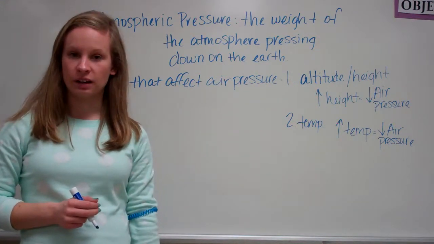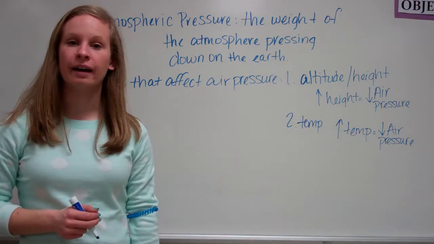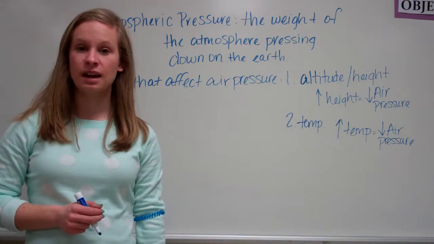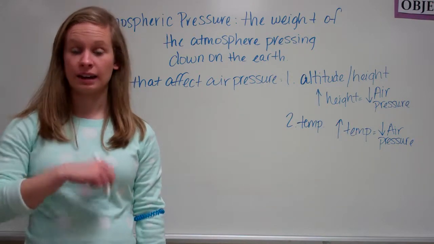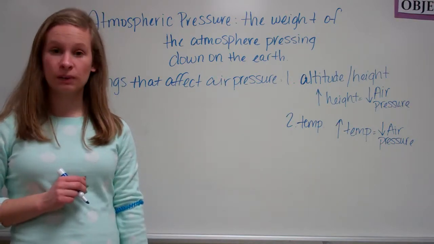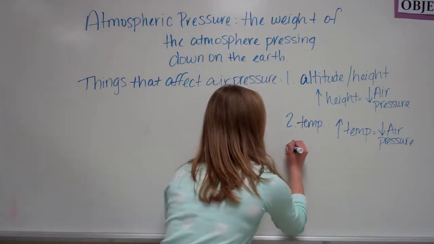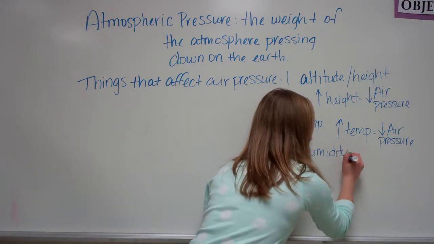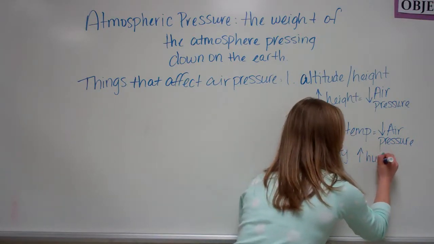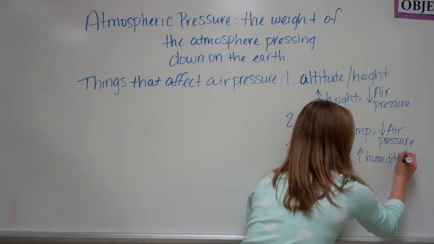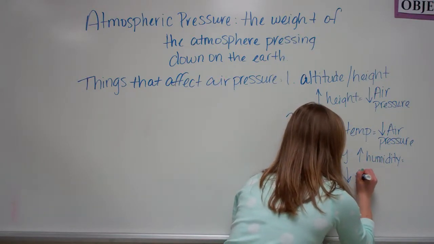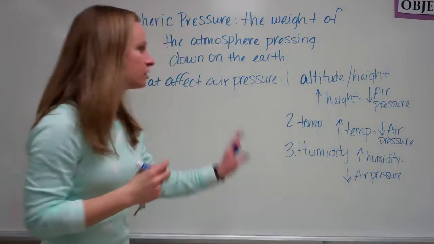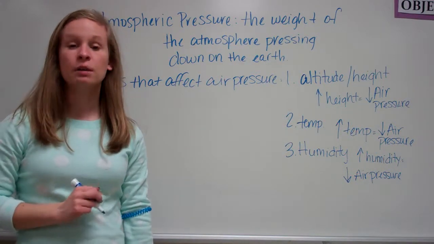The final one is humidity. The more humid, or the more water vapor we have in the atmosphere, the lower our air pressure will be. That is because water vapor is less dense than the other types of gases we have in the atmosphere. So increasing humidity means decreasing air pressure. Those are three factors that affect how much air pressure we have pushing down on us.